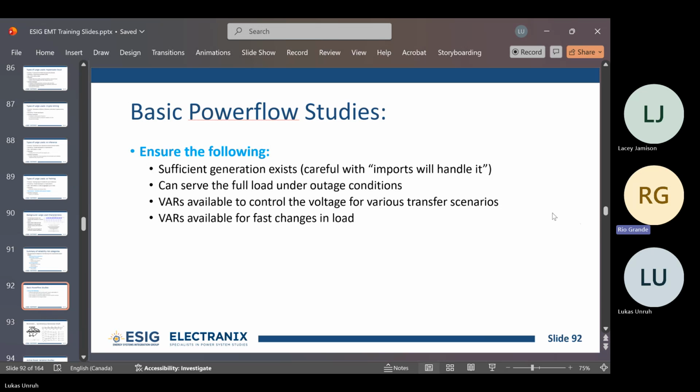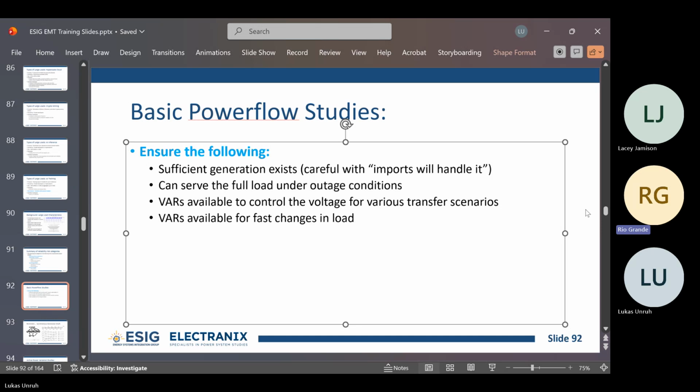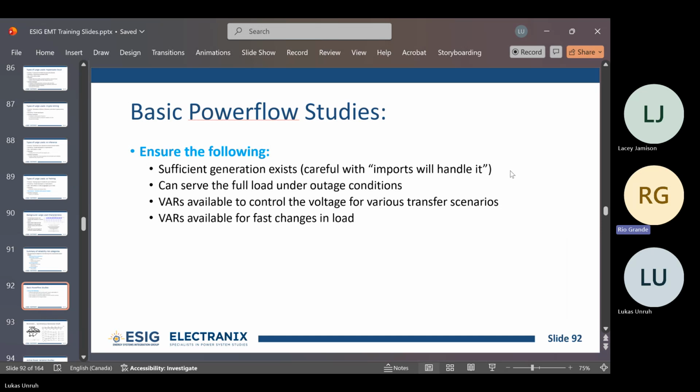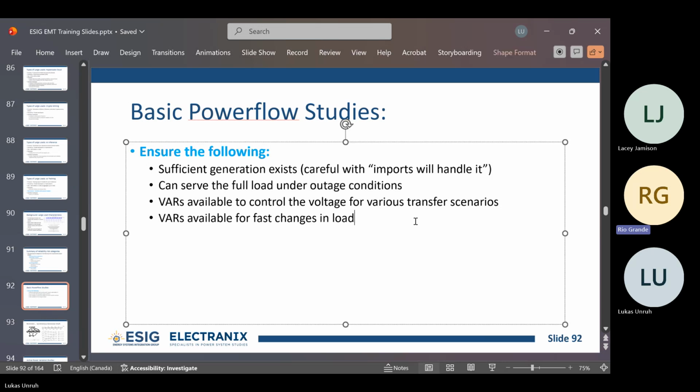So power flow studies, again, we want to make sure sufficient generation exists. Careful with, I guess, your assumptions about what's happening in other places in terms of imports. Again, these loads, everybody's getting hit with these load requests, so don't assume that energy is going to be available from somewhere else necessarily. You want to be able to serve the load under various outage conditions, of course. So again, just a pretty standard project process that you would go through for a power flow analysis for some of these loads.